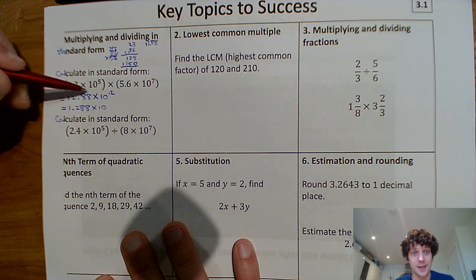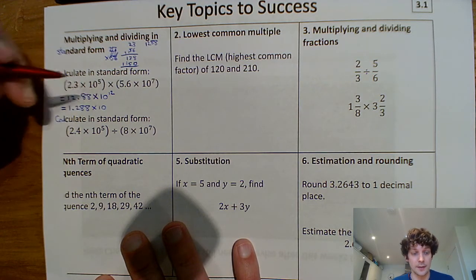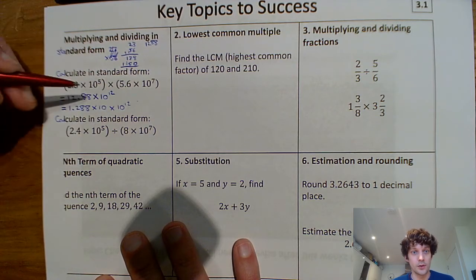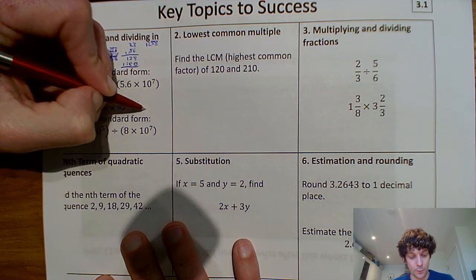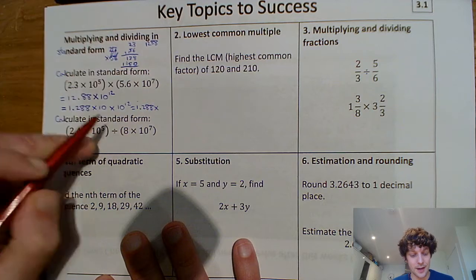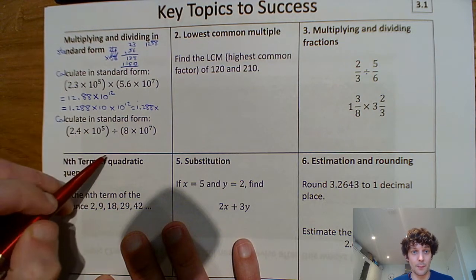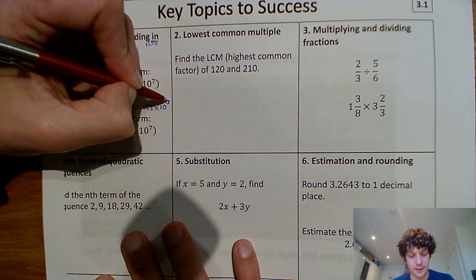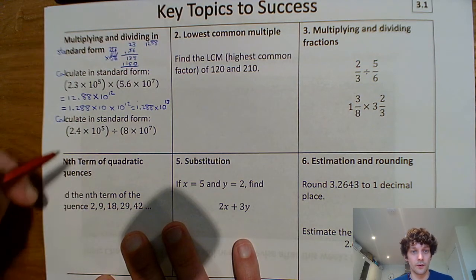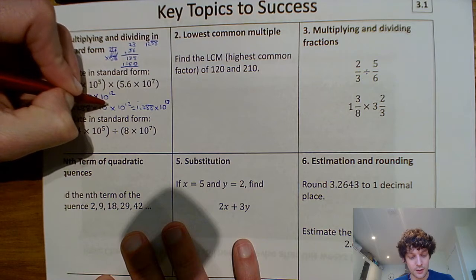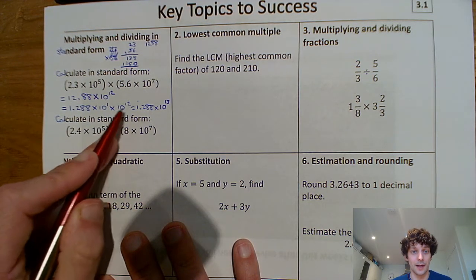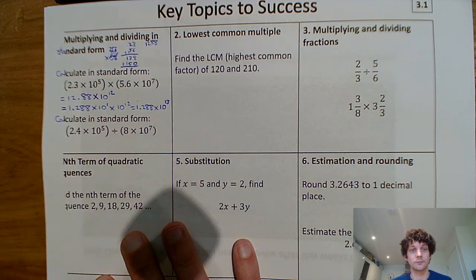1.288 times 10 is the same as 12.88. Then I'm multiplying by 10 to the power of 12. So altogether, I've got 1.288 times 10 times 10 to the power of 12. So altogether, 10 to the power of 13. Okay, if you're not sure where I got that 13 from, 10 is the same as 10 to the power of 1. So I'm adding those powers together.